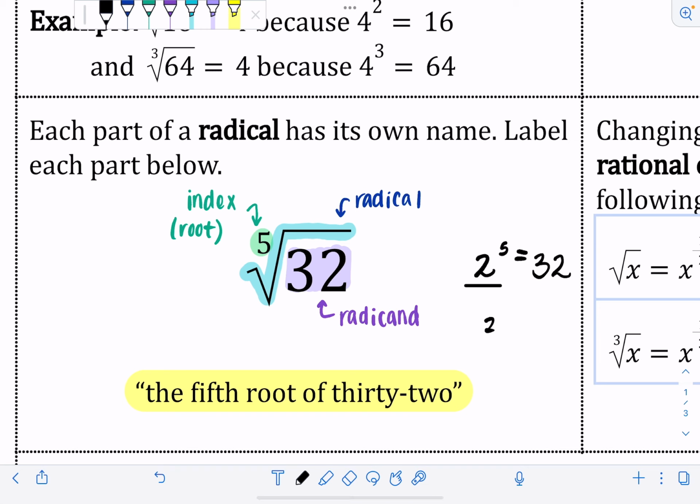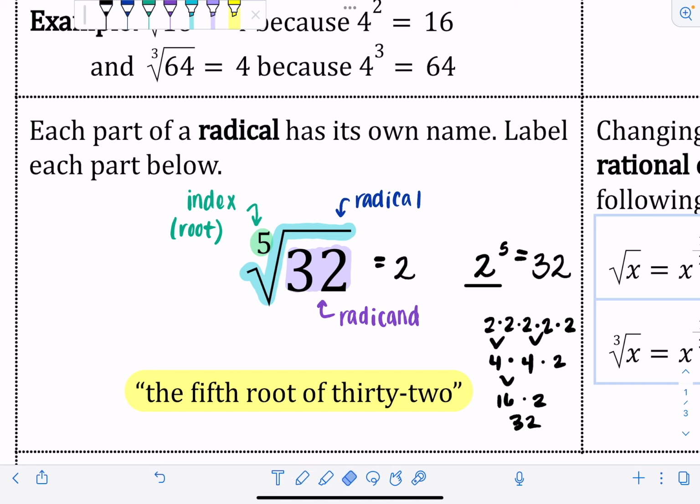hold on, I write it, 2 times 2 times 2 times 2 times 2. This would be 4, this would be another 4 times 2. 4 times 4 is 16, times 2 is 32. So if I take 5 2's and multiply them together, I get 32. So that would mean the 5th root of 32 is 2. And not all of them will have exact answers like that.